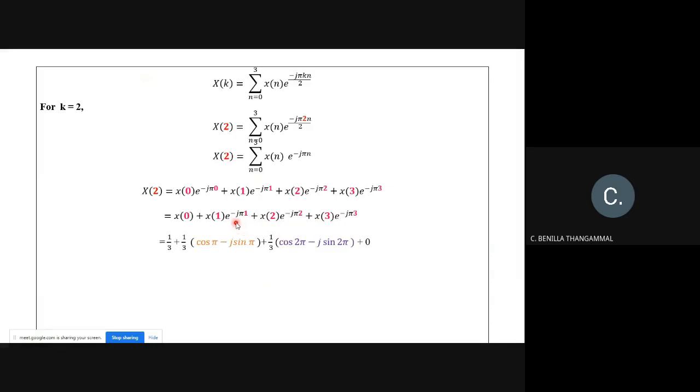Now this e power minus j pi can be written as cos pi minus j sin pi, and this e power minus j 2 pi can be written as cos 2 pi minus j sin 2 pi. Then cos pi is going to be minus 1 and sin pi is going to be 0, cos 2 pi is going to be 1 and sin 2 pi is going to be 0. Now here what happens is 1 by 3 minus 1 by 3 plus 1 by 3. So your net result, x of 2, is going to be 1 by 3.